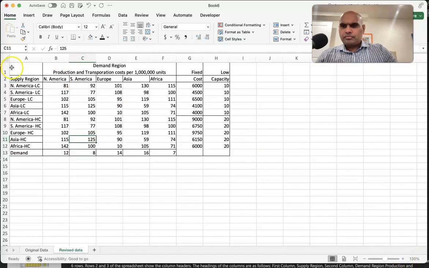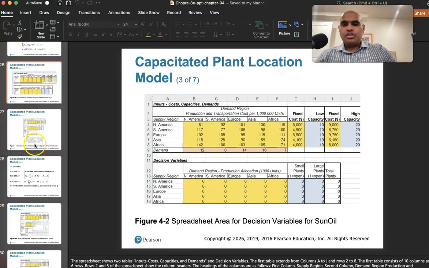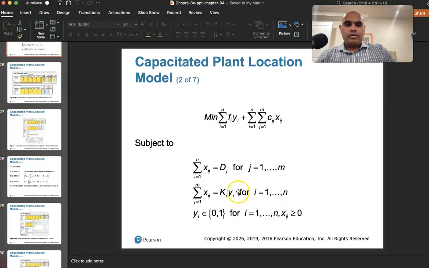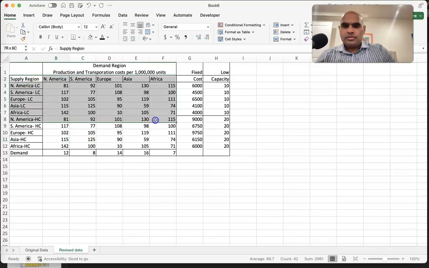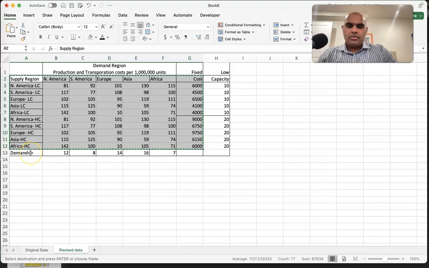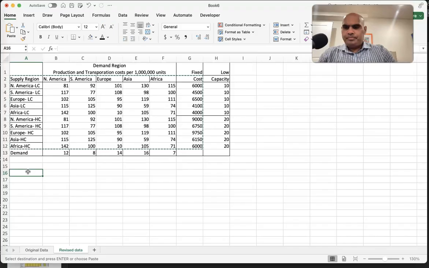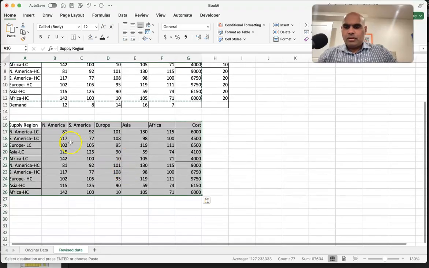Once I solve the problem and get the final solution, I will need the values of the xij's and the values of y, right? And the way I'm going to set that up is this is my supply and demand regions. I'm just going to take that right there. I'm not including demand, you'll notice. Should I include demand? No, I don't want to include demand. There you go.